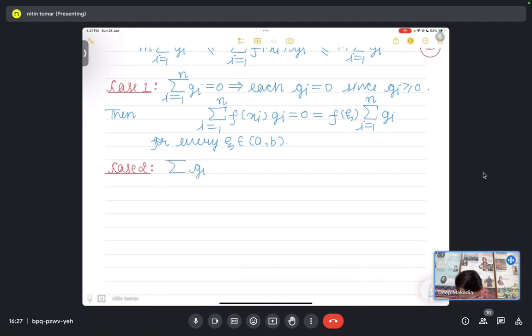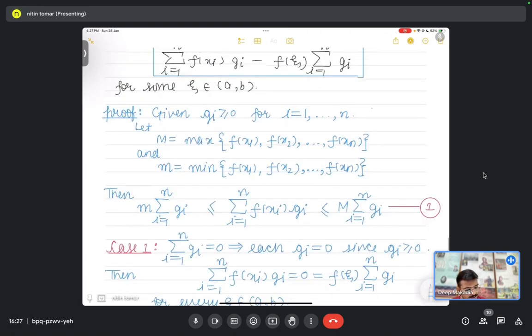So what will be case two? That xi is not equal to 0. So if it is not equal to 0, what does it mean? That this is strictly positive. And because each gi is greater than or equal to 0, the sum will always be greater than or equal to 0, but it cannot be 0 by this case. So the sum has to be strictly positive. Am I correct?